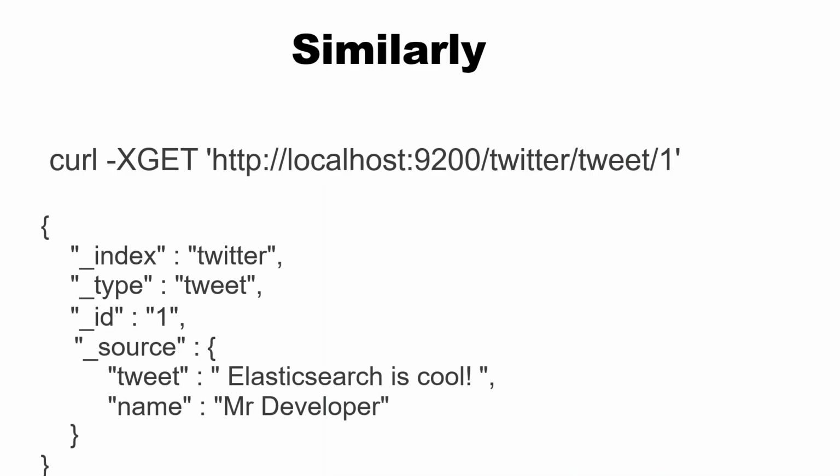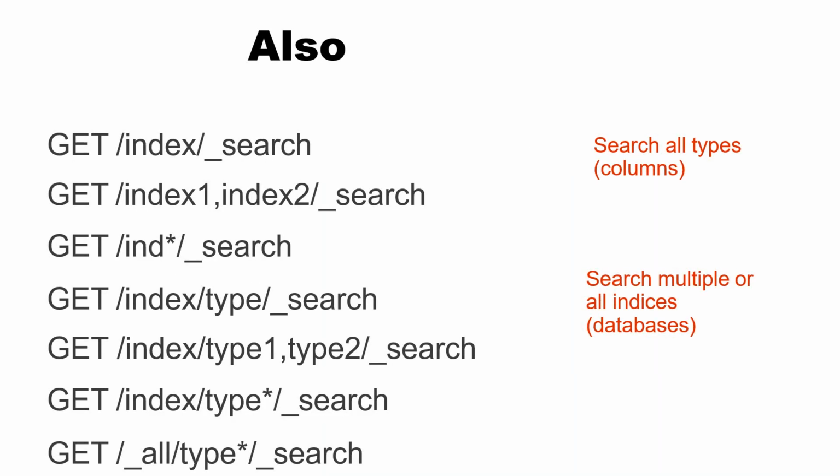Similarly, you can do it the same way also. So look at this here. If you want to search, there's an API call _search. If you want to search multiple indexes, look at the second line. If you want to search based on a pattern or multiple indexes, third line.